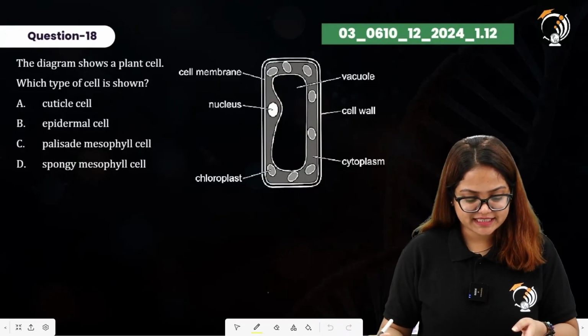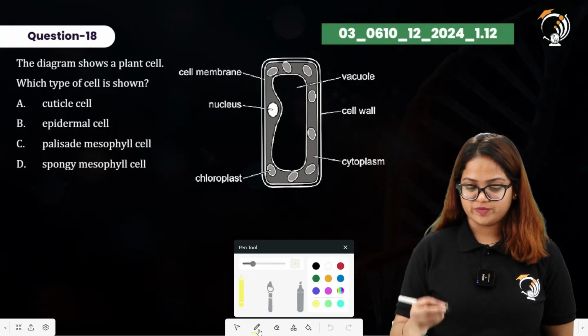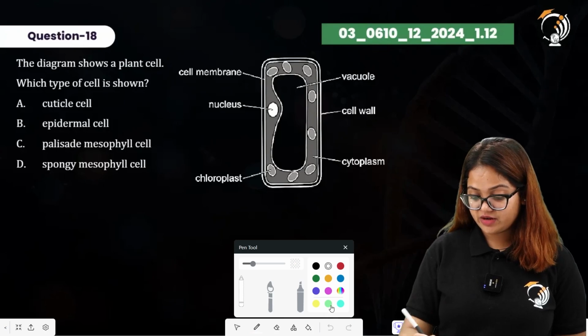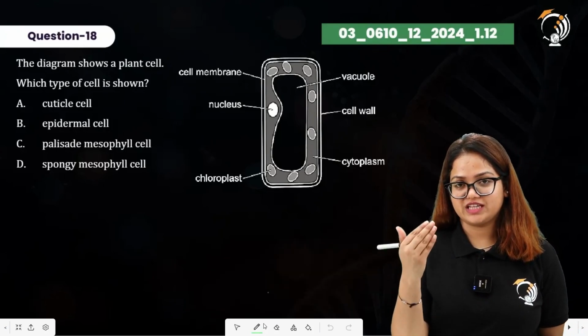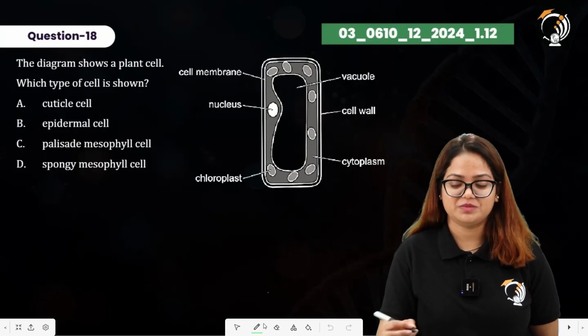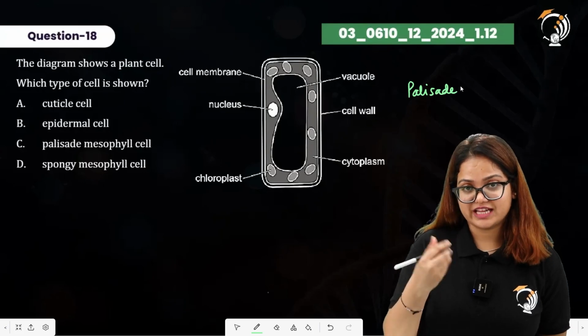Moving to question number 18, that says the diagram shows a plant cell. Which type of cell is shown? So it is a columnar cell, and we have understood that in the specialization section of cells, we got the palisade mesophyll cell, that is a columnar cell. So we are taking this as an option that palisade mesophyll cell can be represented here.